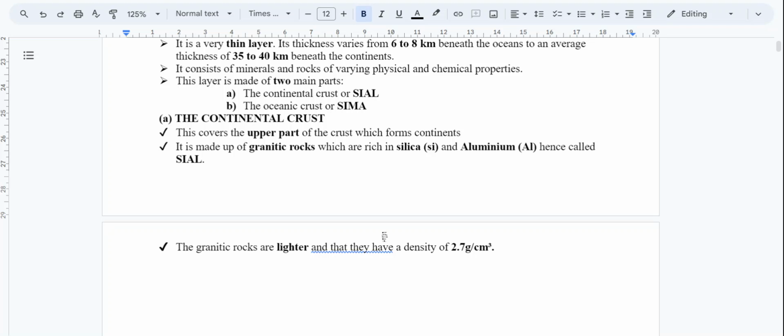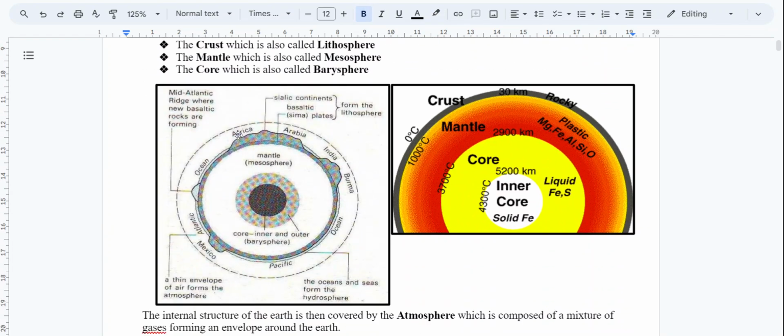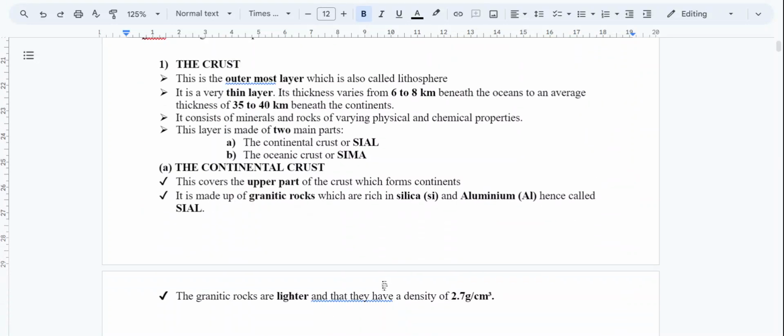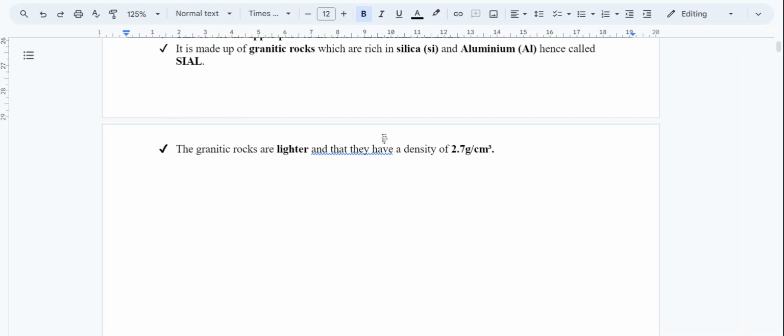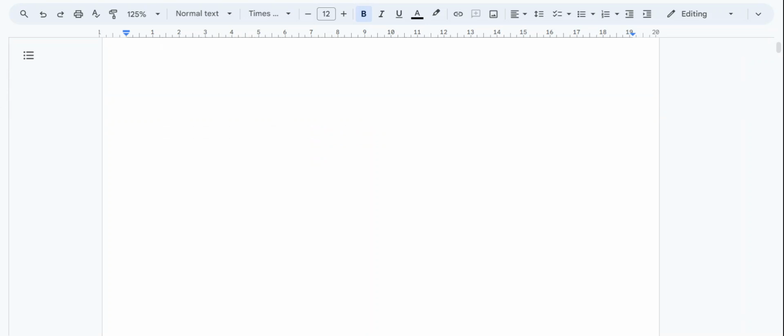The continental crust is the upper part of the crust which forms the continents that we see. On this diagram, you see Africa and India; these are continents. The continental part is made up of granite rocks, which are rich in silica and aluminium. That's why we call it SIAL. The granite rocks are lighter, with a density of 2.7 grams per cubic centimeter.